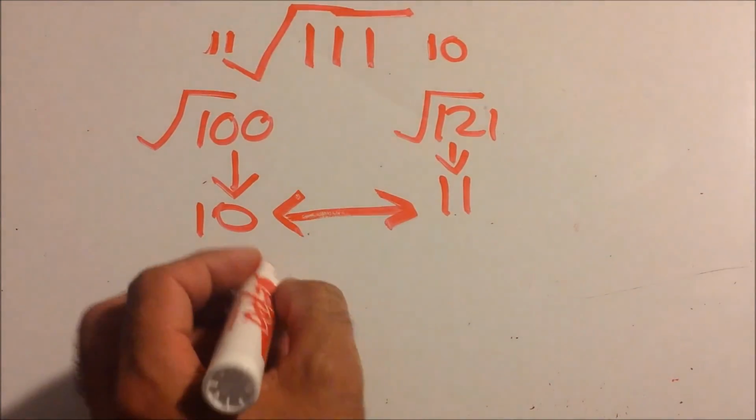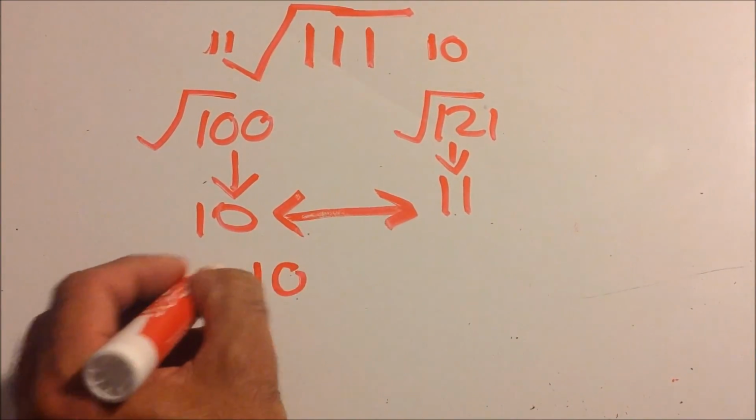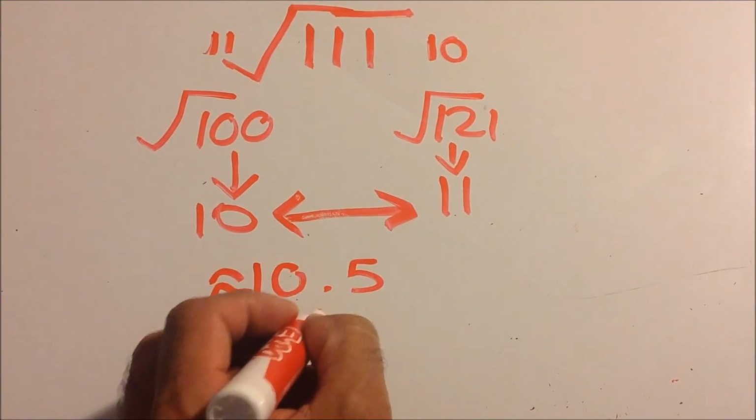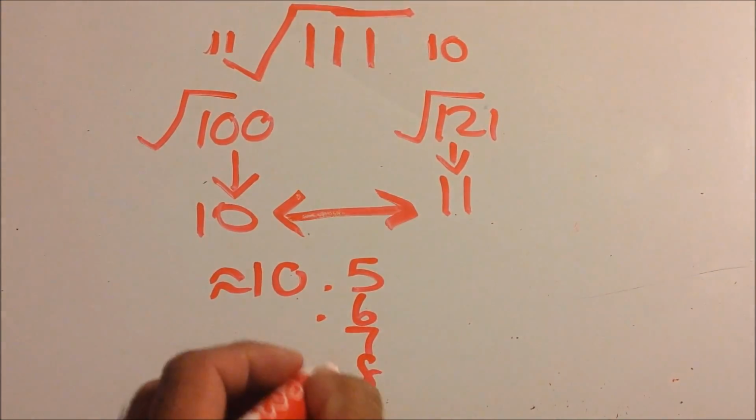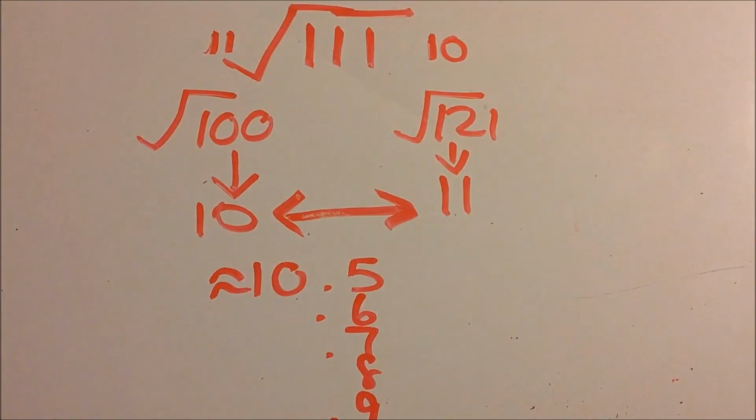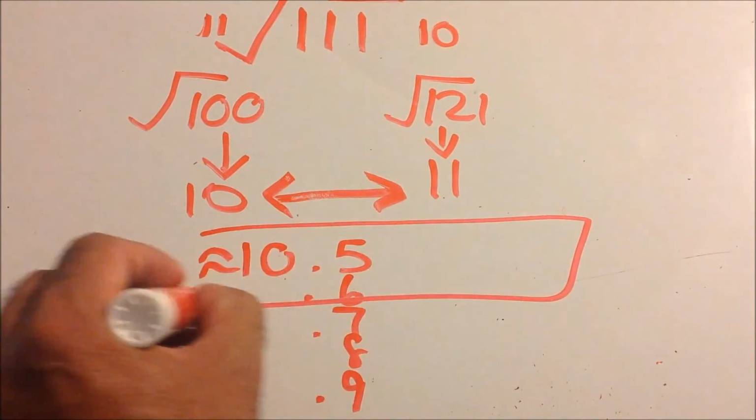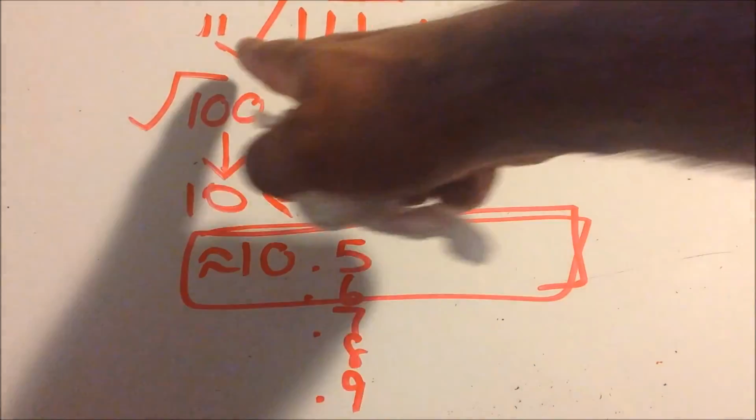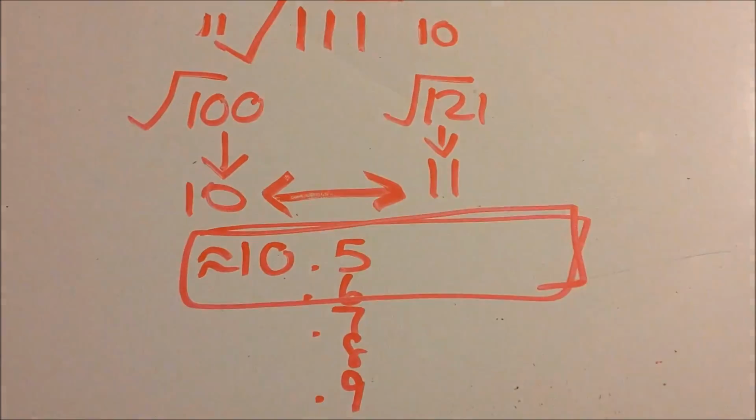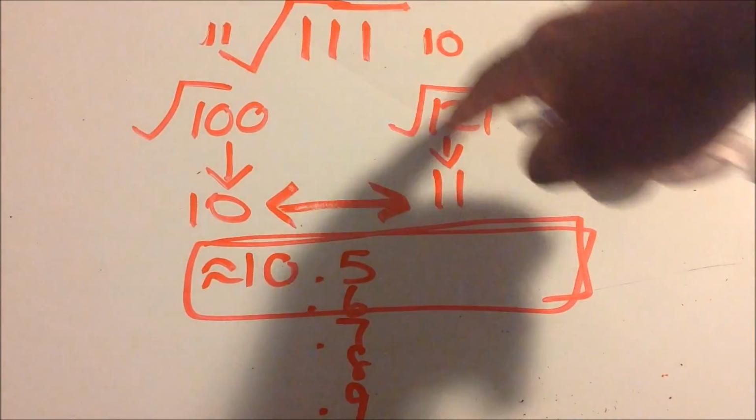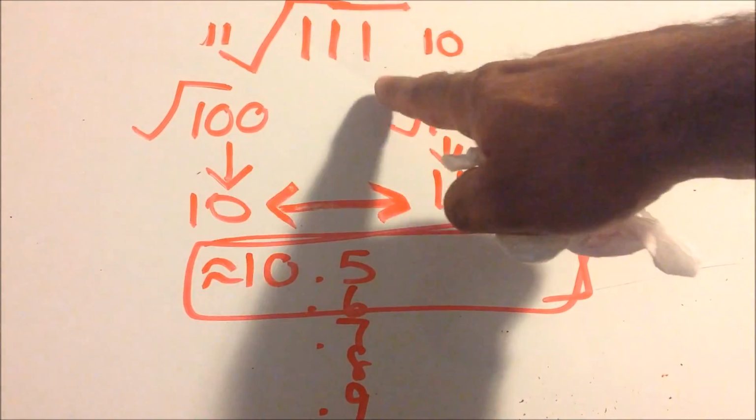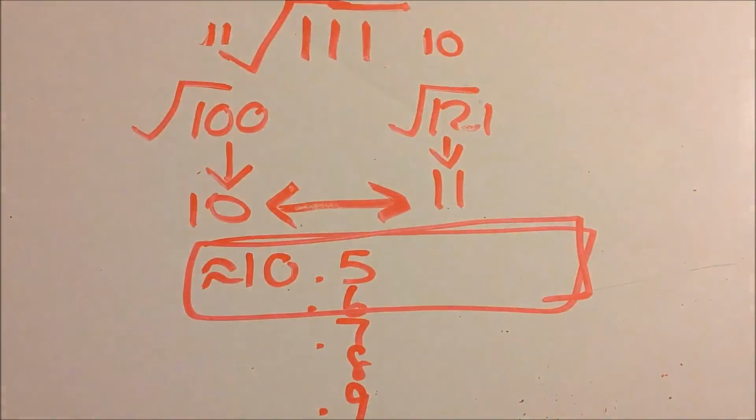Not by much. So we can say this is going to be about 10.5, 10.6, 10.7, 10.8 or 10.9. And it seems like it may be 10.5 or 10.6. We're just estimating now, because 110 and 121 are almost half. It's closer to 121 than to 100, but not by much. So let's try 10.5 squared and 10.6 squared and see which one you get. What do you think? Try that out.